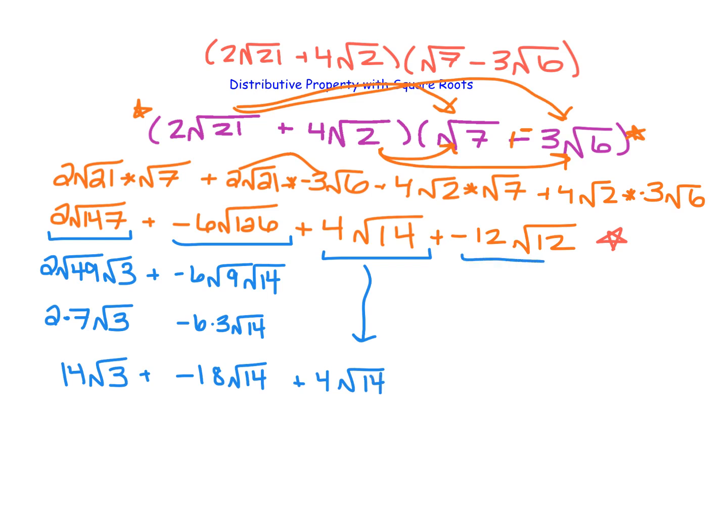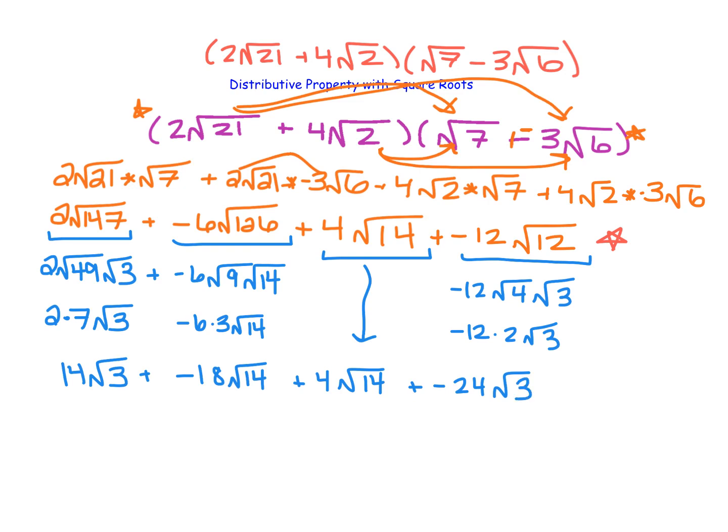And then finally here I take a look at negative 12 square root of 12. I know that square root of 12 can be split up into the square root of 4 times the square root of 3. So I'm going to break that up into the perfect square it's divisible by. I know the square root of 4 is 2, so that's negative 12 times 2 times the square root of 3, which becomes negative 24 square roots of 3.